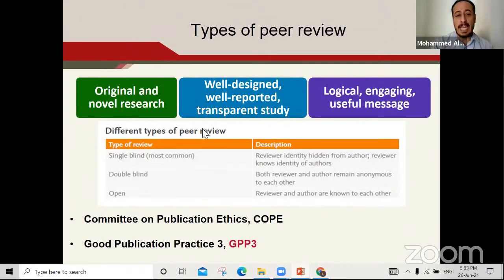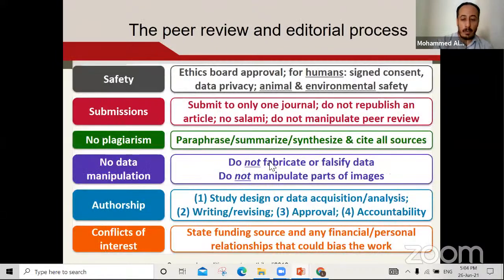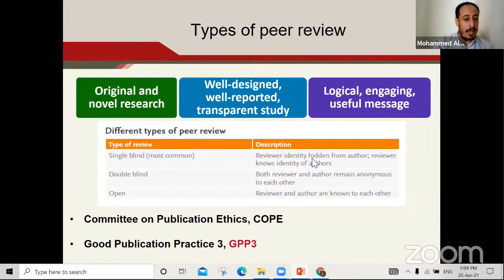So in the peer review process, there are 3 types of review process. Either single-blinded, and this is the most common, which means as authors, you will not know who reviewed your articles, but the reviewers know you. We provide them with the list of the authors. The other type of review process is double-blind, which means both reviewer and authors don't know each other. Open, and this is rare, means both know, so you know who reviewed your article.